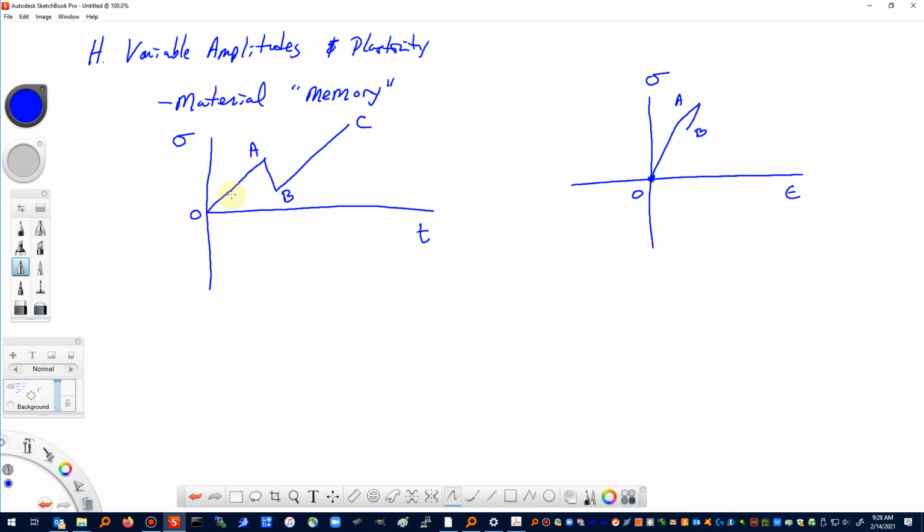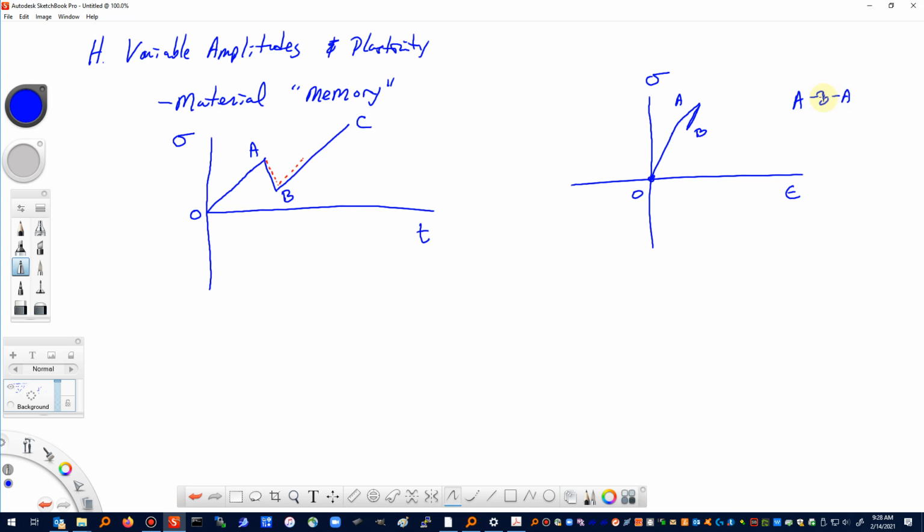Okay, so now we've gone up to A, we've come down here to B, and we have to pay attention to what happens when we reload it from point B all the way up to point C. Okay, we initially load it, and we close this hysteresis branch, which closes that hysteresis loop, A-B-A.